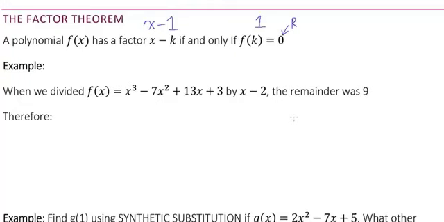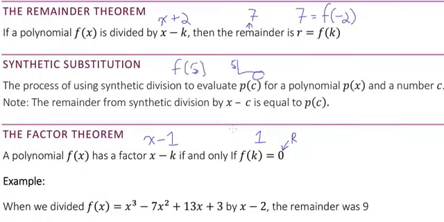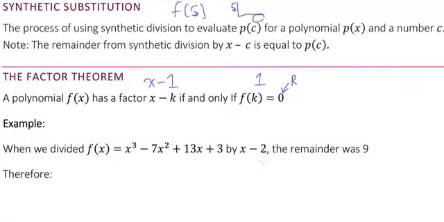So let's think back to the previous example. We divided f of x by x minus 2, and the remainder was 9. So let's go through some of these theorems in terms of what that means. Well, in terms of the remainder theorem with synthetic substitution, if I had done f of, and again the opposite sign here, f of 2, since the remainder is 9, I know that f of 2 has to be 9.